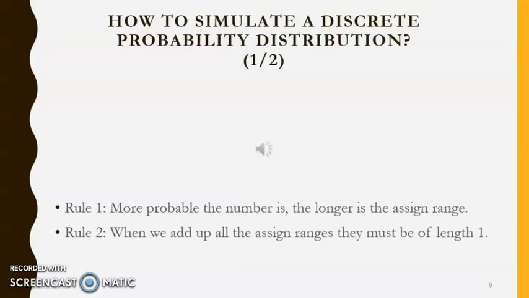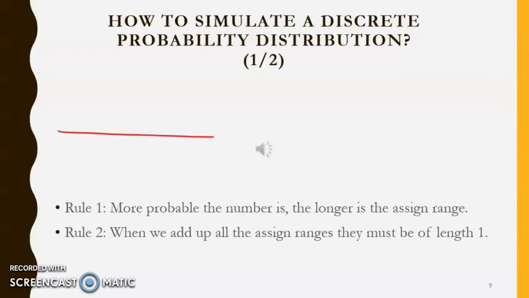After learning how to generate random numbers that are normally distributed and uniformly distributed, now it's the turn for simulating a discrete probability distribution. When you want to simulate a discrete probability distribution, you need to know about two rules in this regard that I'm going to discuss with you now.